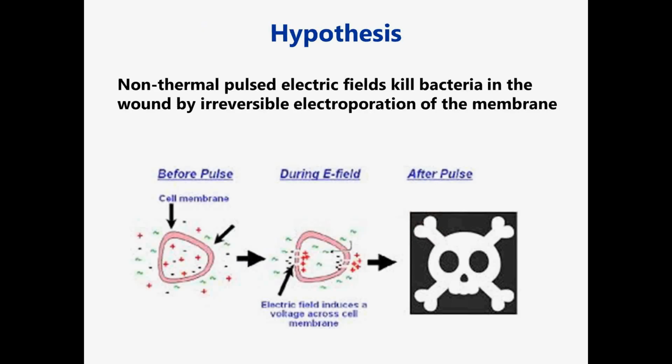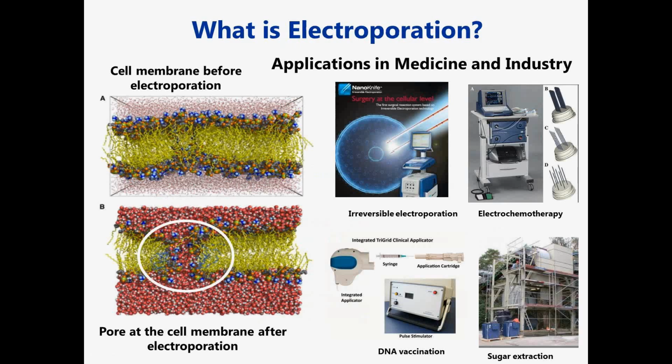So the hypothesis behind our project is that non-thermal pulse electric fields kill the bacteria in the wound by irreversible electroporation of the cell membrane. And here is how the process theoretically looks. We have an intact bacterial cell, and once we apply the electric fields, there is a formation of pores in the bacterial cell. And if these pores are irreversible and they are big, bacteria die.